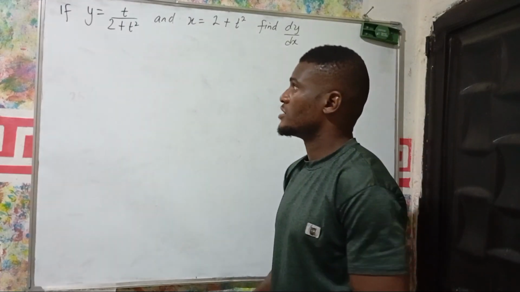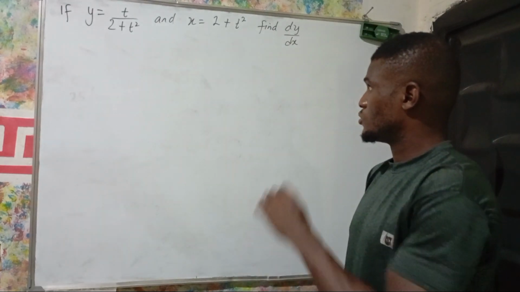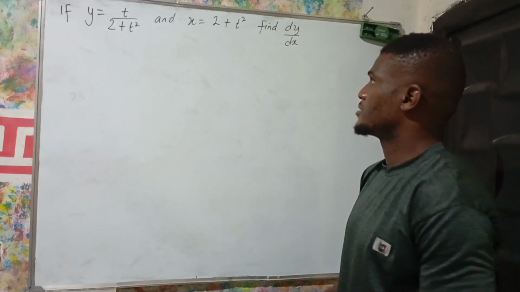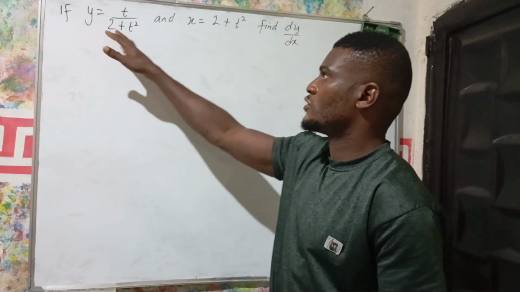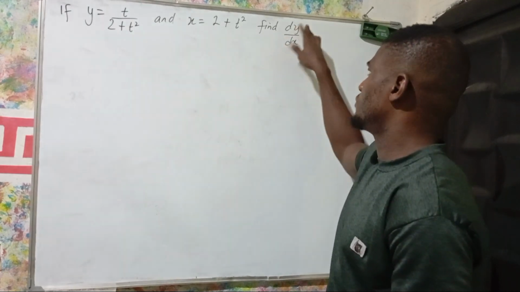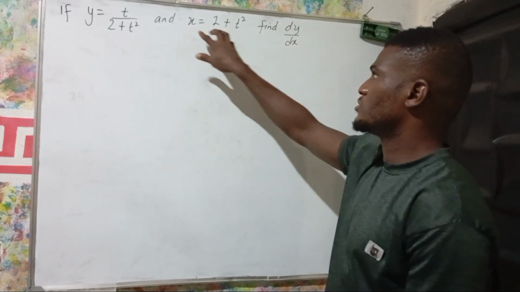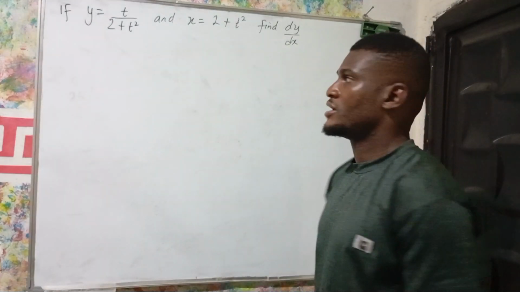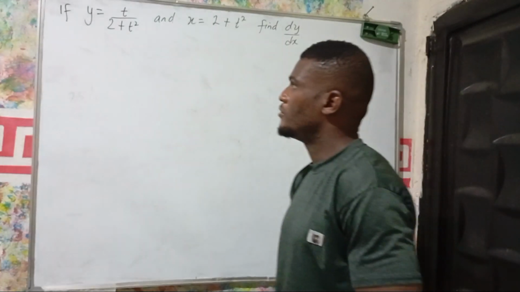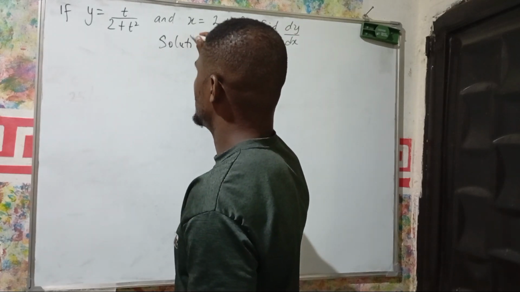We have a question that says that if y is equal to t over 2 plus t squared and x is equal to 2 plus t squared, find dy/dx. Here y is a function of t and x is a function of t, and we are looking for dy/dx. So what we're going to do is differentiate y and then differentiate x with respect to t, and then after that we're going to divide what we have. Alright, so now let's start with differentiating y.